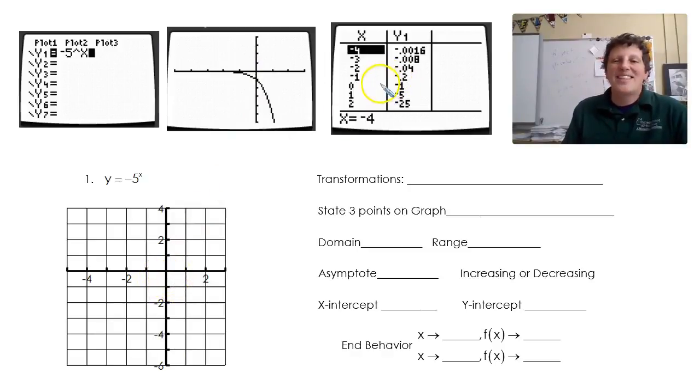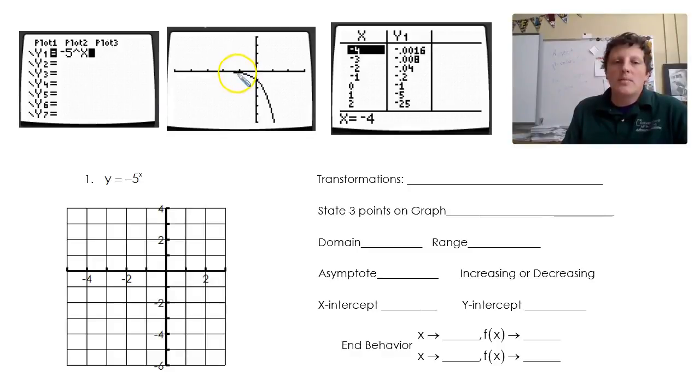And then I went to the table in my calculator, and you should know how to do that by now, in order to get some ordered pairs that I can use to kind of sketch on this graph to see what it looks like. I do want to point out that when you graph it in your calculator, the asymptote will not show up. That is something that you're going to have to graph yourself.